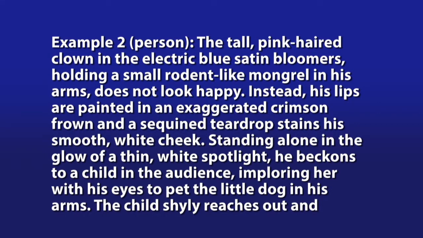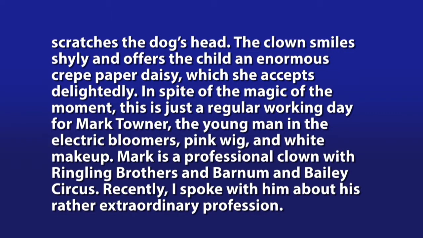Example 2, person. The tall pink-haired clown in the electric blue satin bloomers, holding a small rodent-like mongrel in his arms, does not look happy. Instead, his lips are painted in an exaggerated crimson frown, and a sequined teardrop stains his smooth white cheek. Standing alone in the glow of a thin, white spotlight, he beckons to a child in the audience, imploring her with his eyes to pet the little dog in his arms. The child shyly reaches out and scratches the dog's head. The clown smiles shyly and offers the child an enormous crepe paper daisy, which she accepts delightedly.